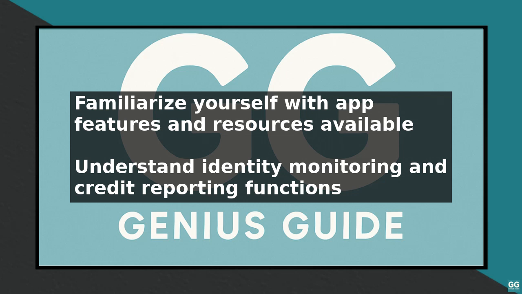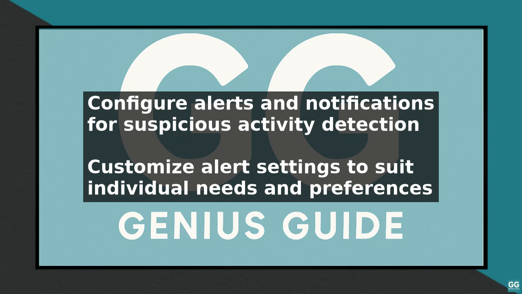Step 4. Monitoring credit reports. Regularly monitor your credit reports to detect any suspicious activity or errors. The CyberScout mobile app provides access to your credit reports from the 3 major credit bureaus. Review your reports carefully and dispute any errors or inaccuracies.